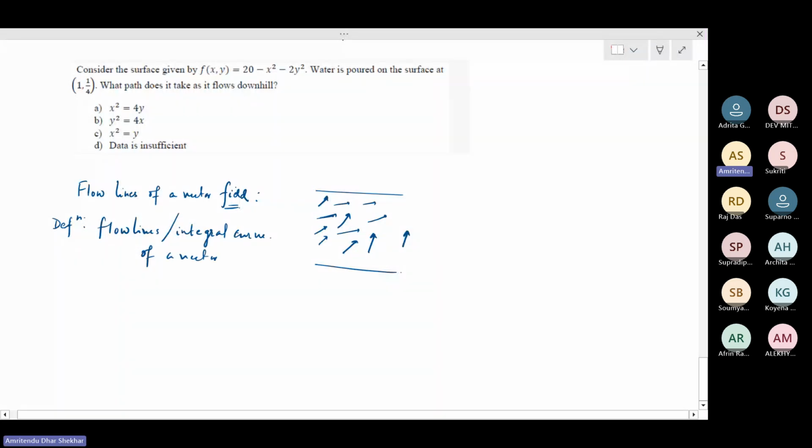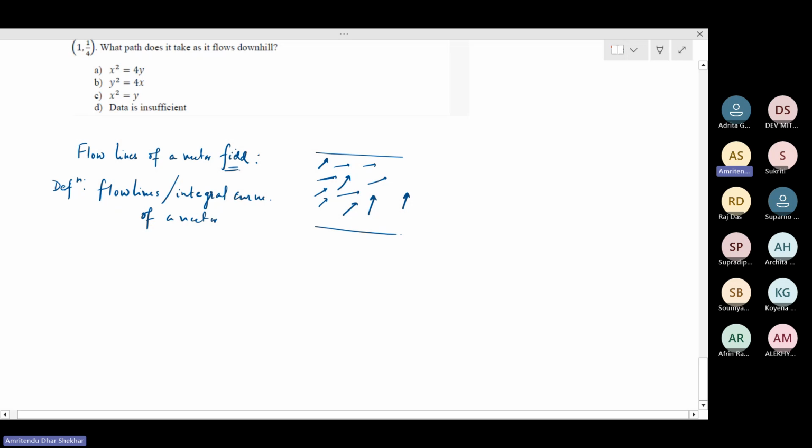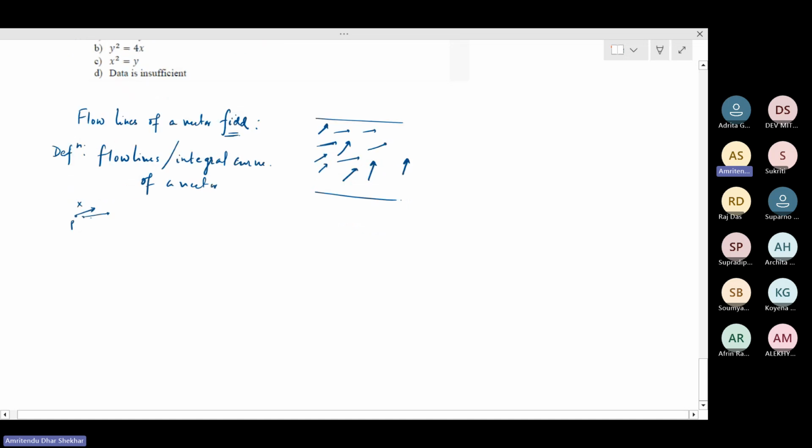Okay. So what this is that you start off from a point P. This is, let's say, your initial point, and you follow the vector field. So let's say X is my vector field. You follow the vector field X, and then as you move along, you again follow the vector field in that direction and so on. So this will trace out a curve.